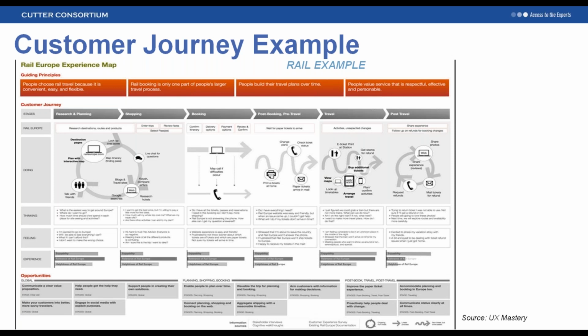So as I was saying, on a journey artifact like this, we see things like the stages or phases. In this case, you can see the gray chevrons, like research and planning, shopping, booking, and so on. We also see what the customers are doing. We see what they're thinking. We see what they're feeling, what they're expecting, what they're experiencing. And in this particular example, we can also see some opportunities for improvement across each of those journey phases listed on the bottom. So that's a journey example.